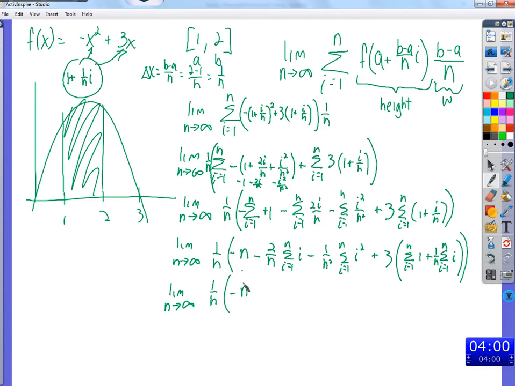We used a formula here. There's a formula for this one. It's n times n plus 1 over 2. So this is 2 over n times n plus 1 over 2, minus this one here. This is 1 over n squared times the summation formula for this one, which is n times n plus 1 times 2n plus 1 over 6. I'm just going to double check. Yeah, that's correct.